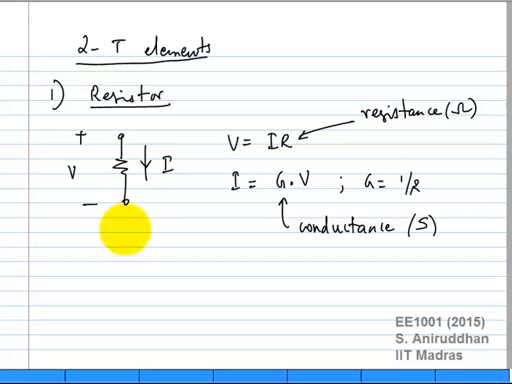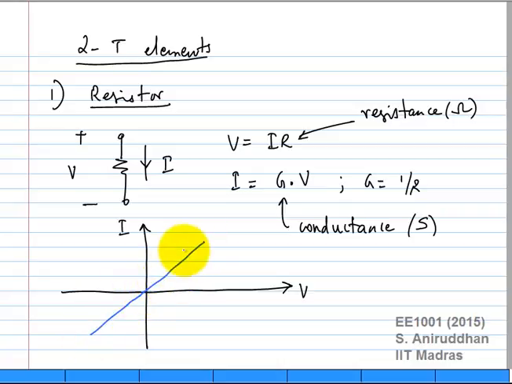I can also draw the voltage to current relationship on a set of axes. What will this look like for a resistor? It will be a straight line passing through the origin. So what is the slope of this? The slope is G, which is 1 by R. I have taken the y-axis as I and the x-axis as V.